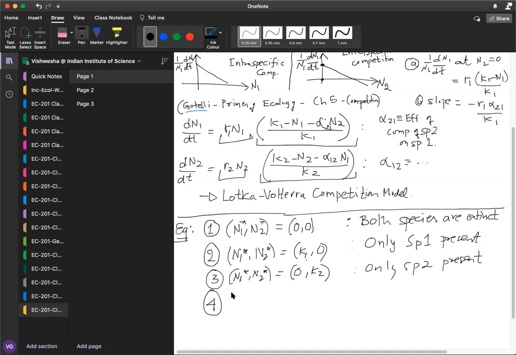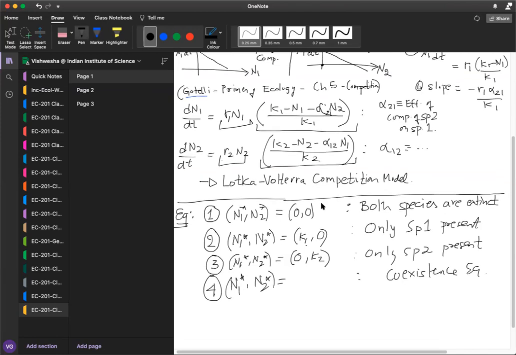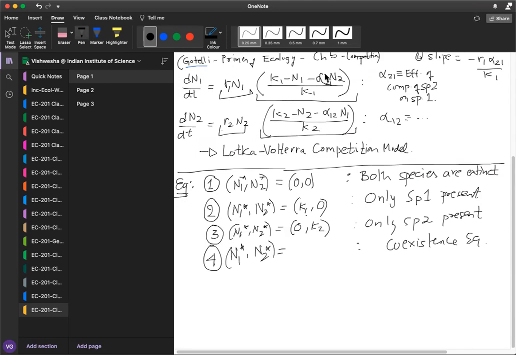Those are called the coexistence equilibrium. Now this requires some algebra. So how do we do this? What does it mean when we say that the bracket term is 0? The numerator is 0, right? So the numerator is 0 when K1 minus N1 minus alpha 21 N2 is equal to 0. Likewise, the second bracket term is 0 when K2 minus N2 minus alpha 12 N1 is equal to 0.